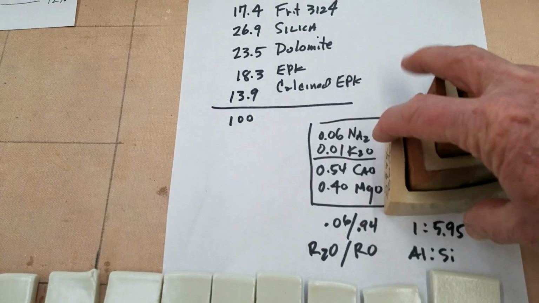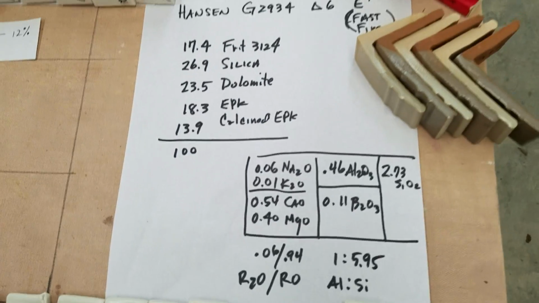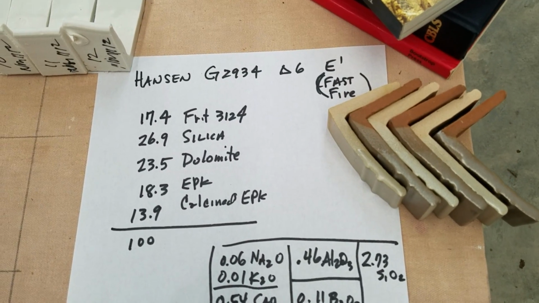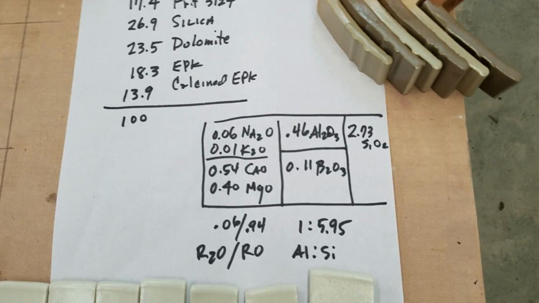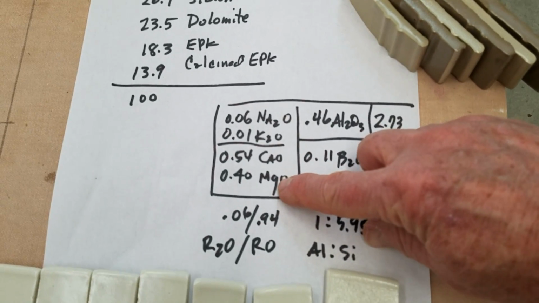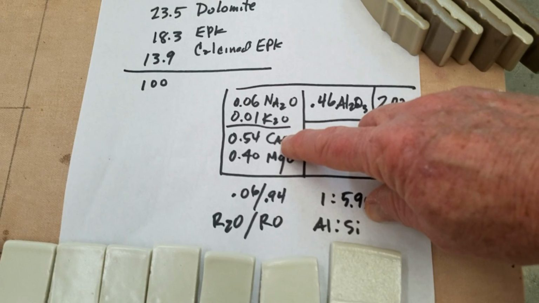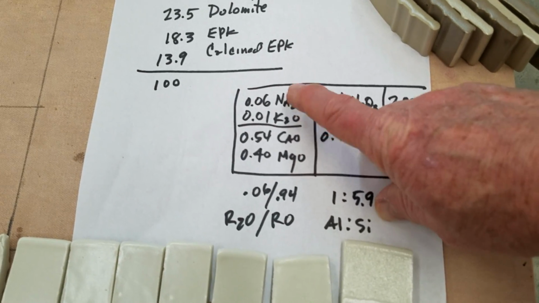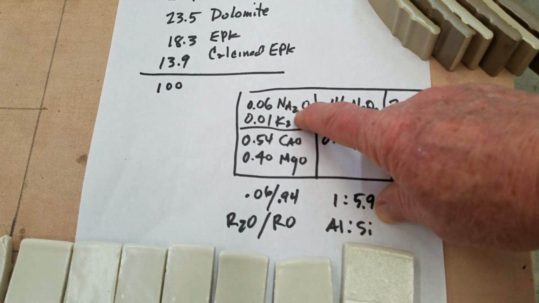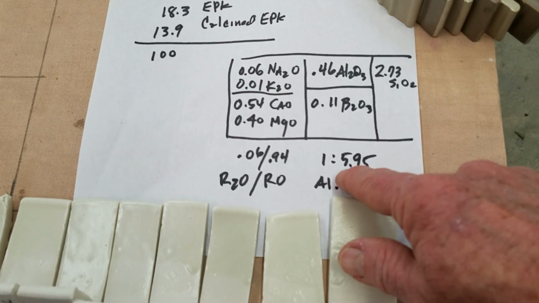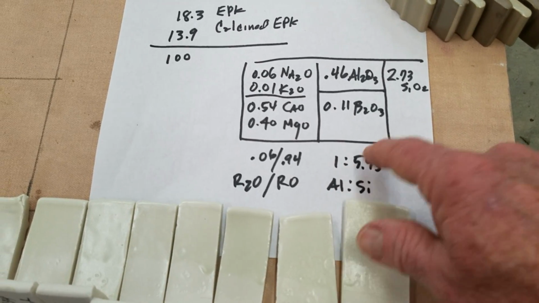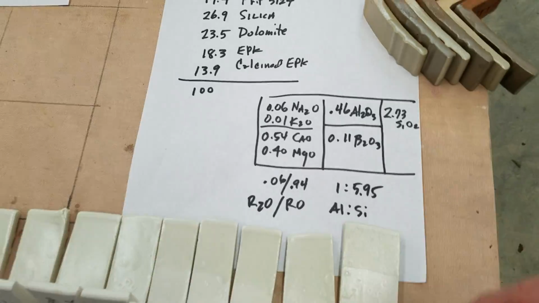Okay, just in case you're interested, here is the recipe, Hansen. And here is the unity molecular. You can see that my magnesium is 0.4, my calcium is 5.4, and then this is my R2O. Here's my ratio. Here's my ratio of fluxes.